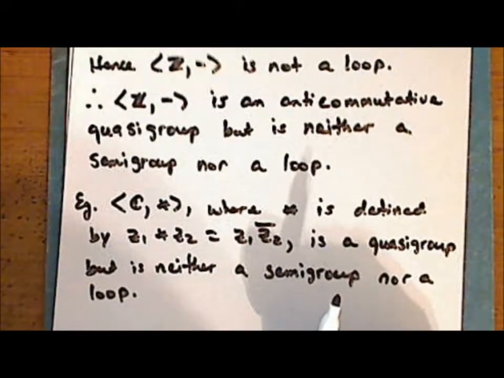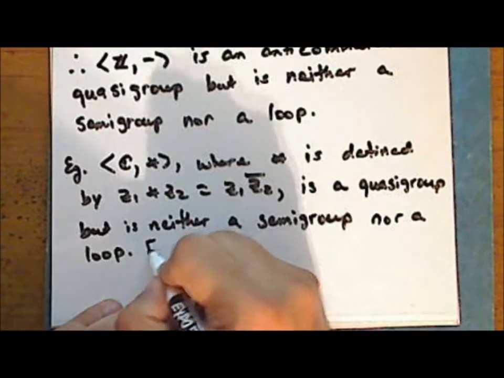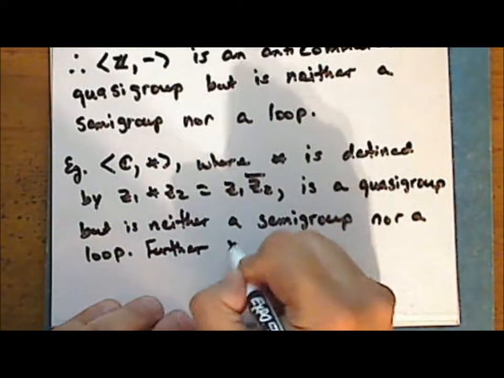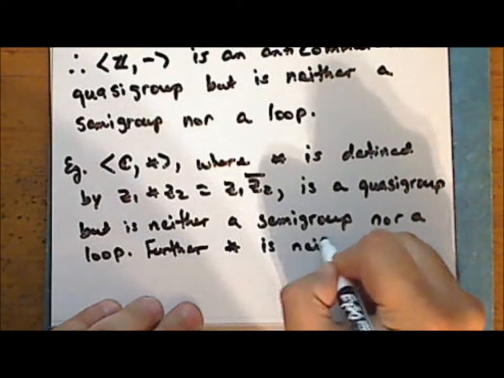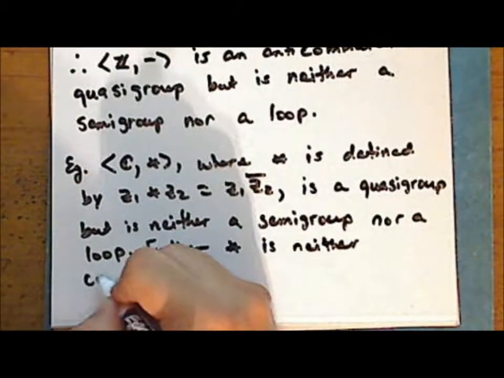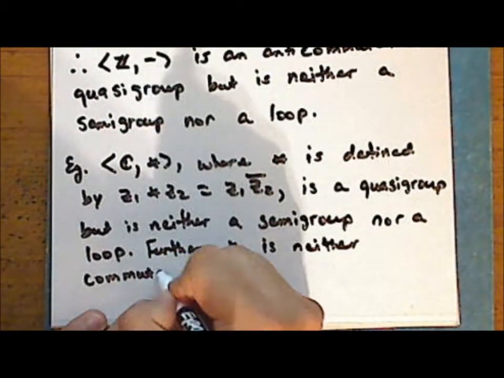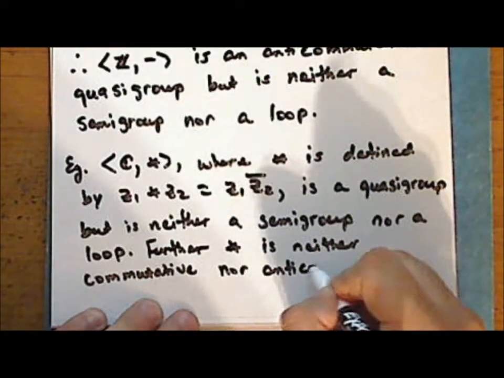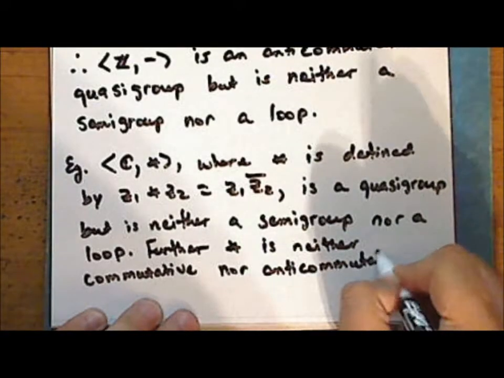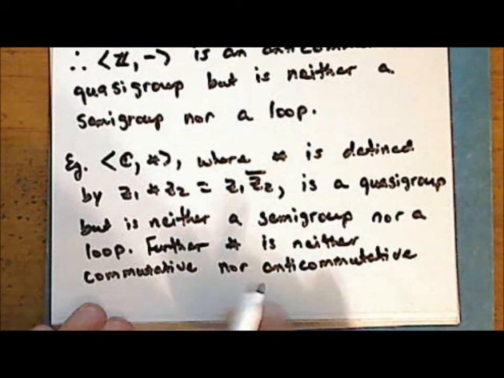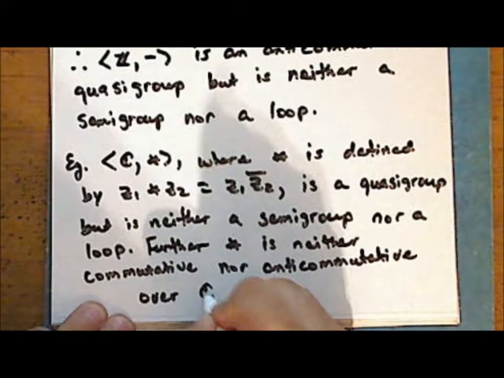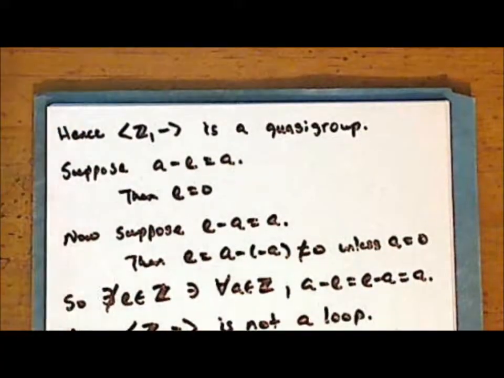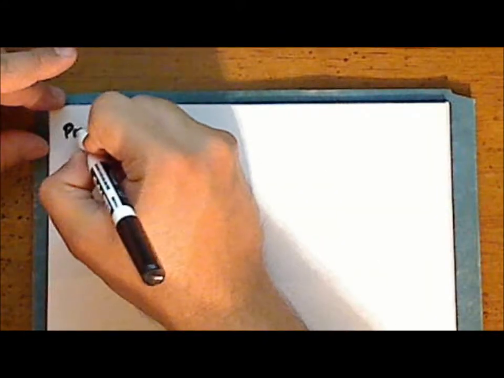Further, the operation star is neither commutative nor anti-commutative over the complex numbers. So proof.